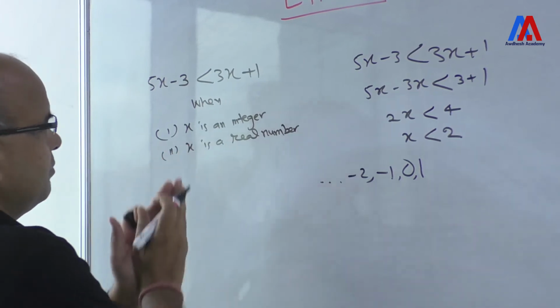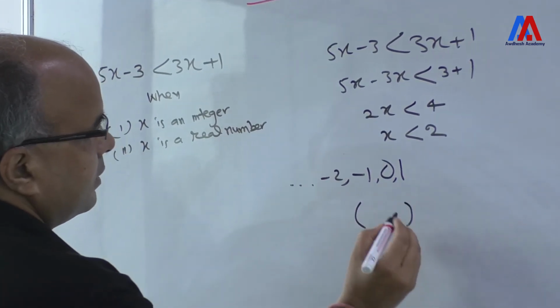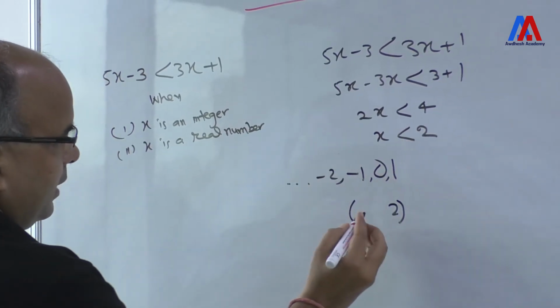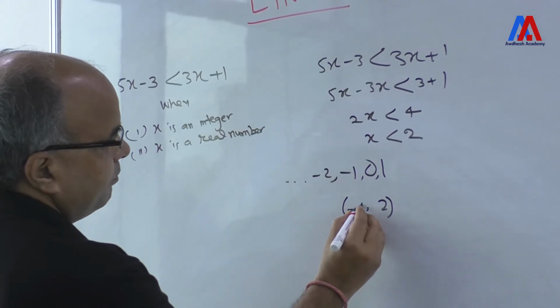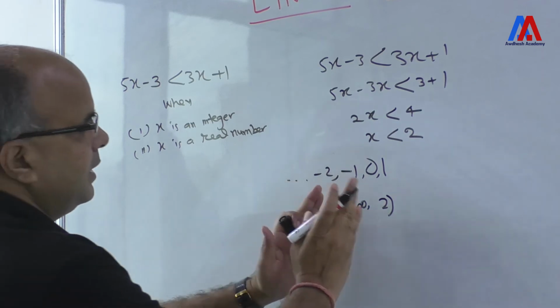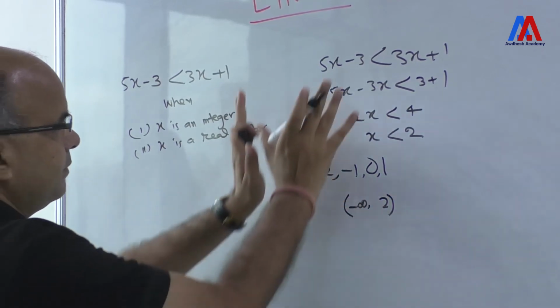As far as the real numbers are concerned, we can write the solution as: the upper value will be 2 and 2 will not be included. So we put this bracket, and the lower value will be minus infinity because it can go to any number which is less than 2. It can go up to minus infinity. So this is the solution of this inequality.